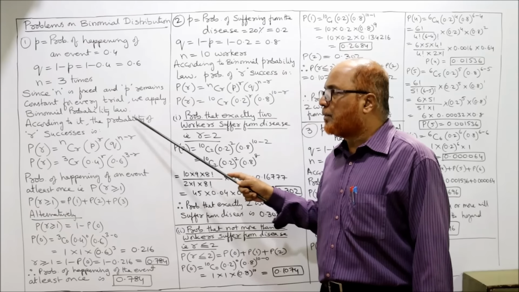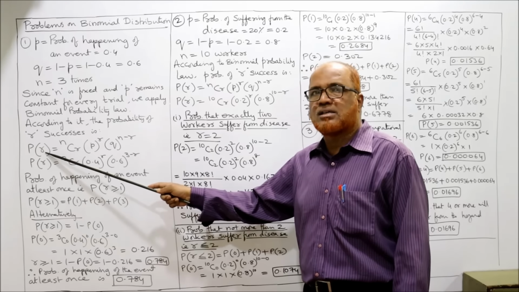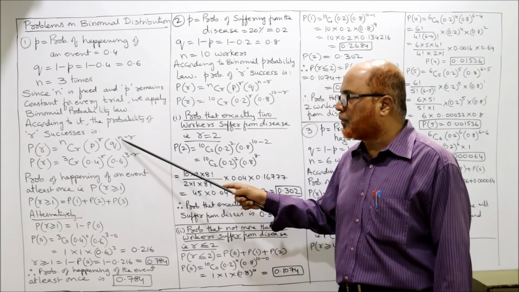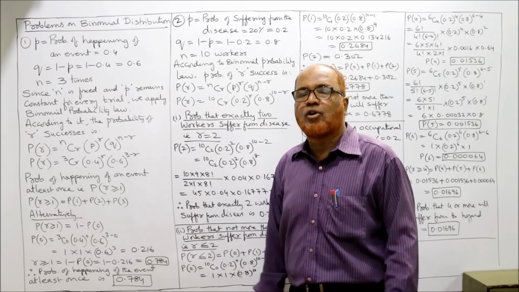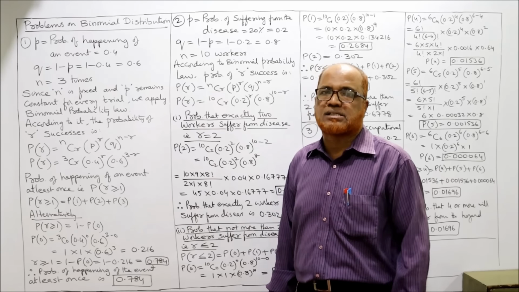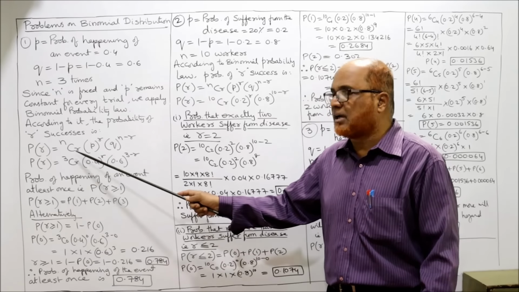According to it, the probability of R success. Binomial probability law में formula P of R is equal to NCR, P to the power of R, Q to the power of N minus R. This will give you probability of R successes in N trials. N trials अगर कर रहे हैं तो N trial में R successes की probability क्या होगी?